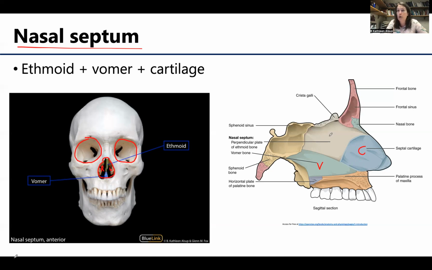And then the more superior bone is going to be a portion of the ethmoid, specifically the perpendicular plate of the ethmoid. So remember we talked about the ethmoid with all those cribriform foramina up here? Well, it's also going to have this fairly plate-like portion that's going to form a big part of the nasal septum. And you can see that here in green.